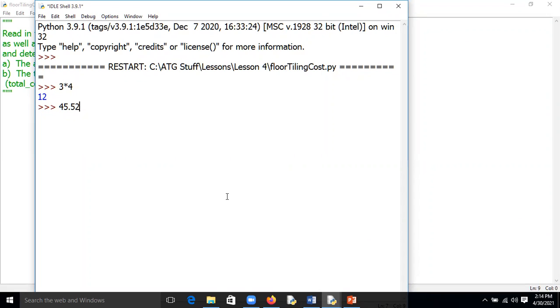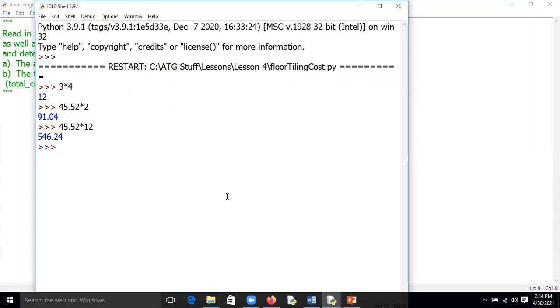For 2 square meters, I'll multiply this by 2, and it'll cost 91 Rand and 4 cents for 2 square meters. But how many square meters do I want to tile? I want to tile 12, so I'm going to multiply that. Now, this is me working out how I would work it out.